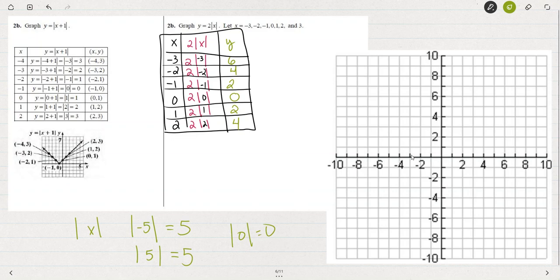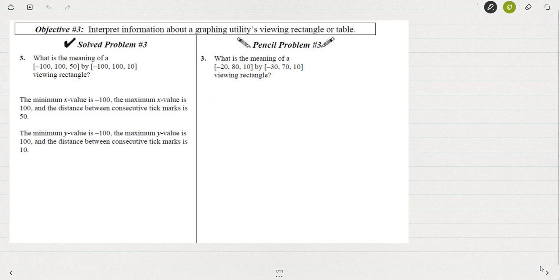So we could graph these points: negative 3, 6; negative 2, 4; negative 1, 2; 0, 0; and so on across the axis here because we get repeats, symmetry. See how that y repeats. When x is positive 2, y is 4. And we could continue that to get that V shape for the absolute value. Good review of graphing with an XY chart.